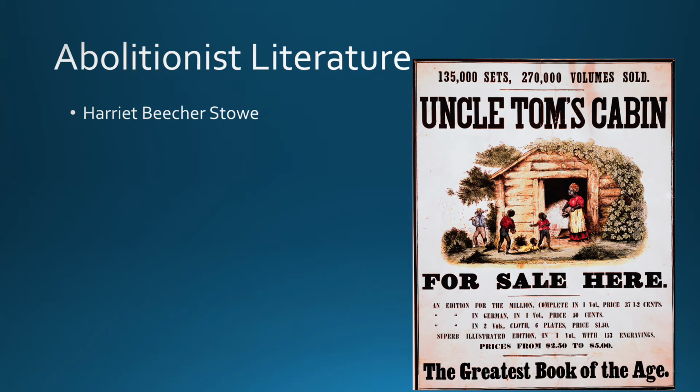The first and most well read of the abolitionist books that will come out is from a Northern woman by the name of Harriet Beecher Stowe, and in 1851 she'll begin to publish in weekly installments a story known as Uncle Tom's Cabin.